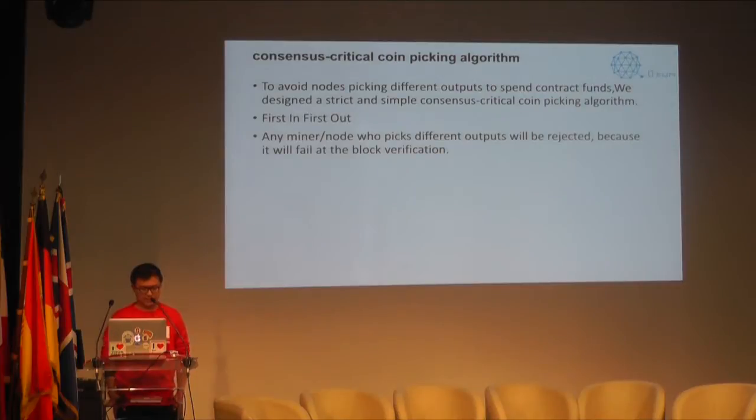So there is a problem, because with the UTXO, different nodes may pick different outputs to spend the contract's funds. So we have to avoid this problem. We have to design a very strict and very simple consensus-critical coin picking algorithm. So it's very simple: it's first in, first out.